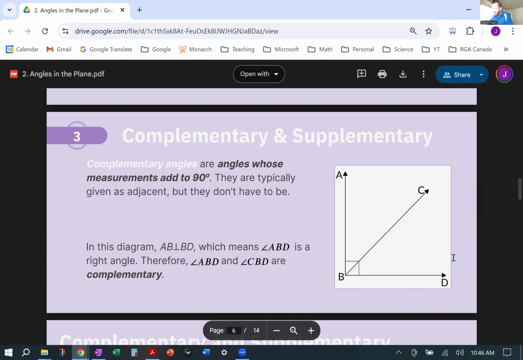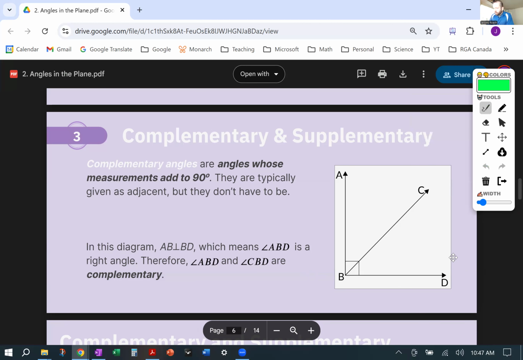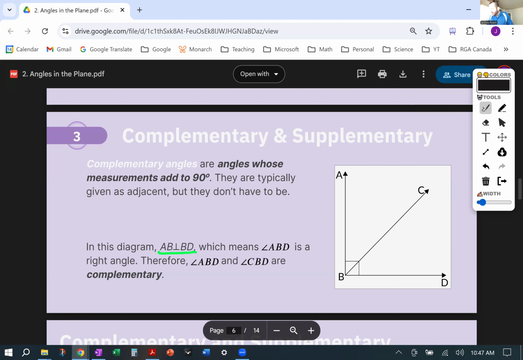In the diagram, AB is perpendicular to BD. So this first part is correct. And if I remember correctly, there was a small typo here, but that part's correct. AB is perpendicular to BD. That means that ABD, here it is. Here's the typo. So ABD is the entire piece. It's all of this.